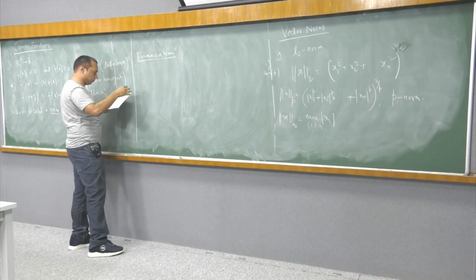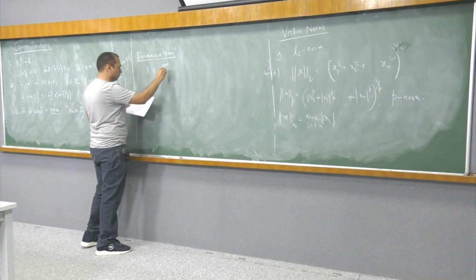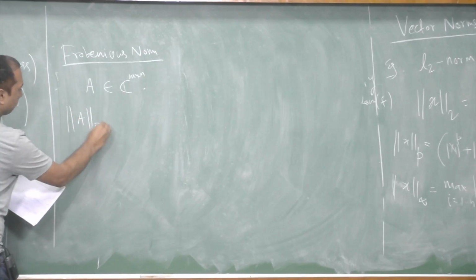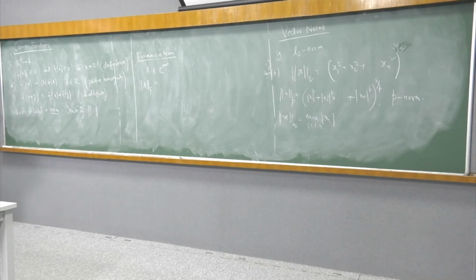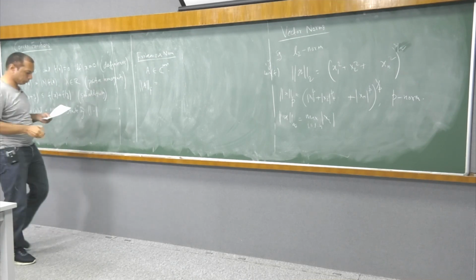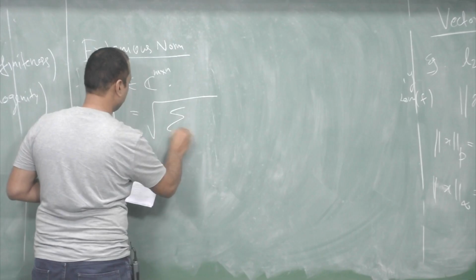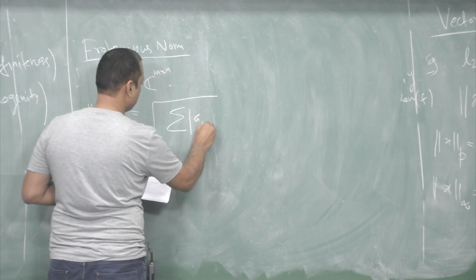Okay, Frobenius norm. So let A be a complex n by n matrix. Then the Frobenius norm of A is denoted by this. This is essentially the Euclidean norm, just that I will flatten the matrix. So take one row and then another row and make it a vector, and then do the 2 norm. So that will be the same. Basically this is the square root of the sum of mod of Aij squared.